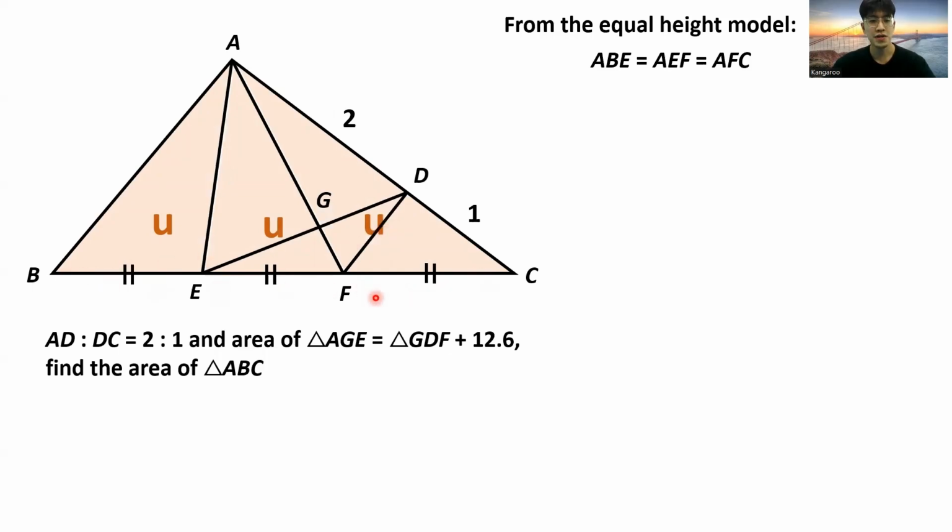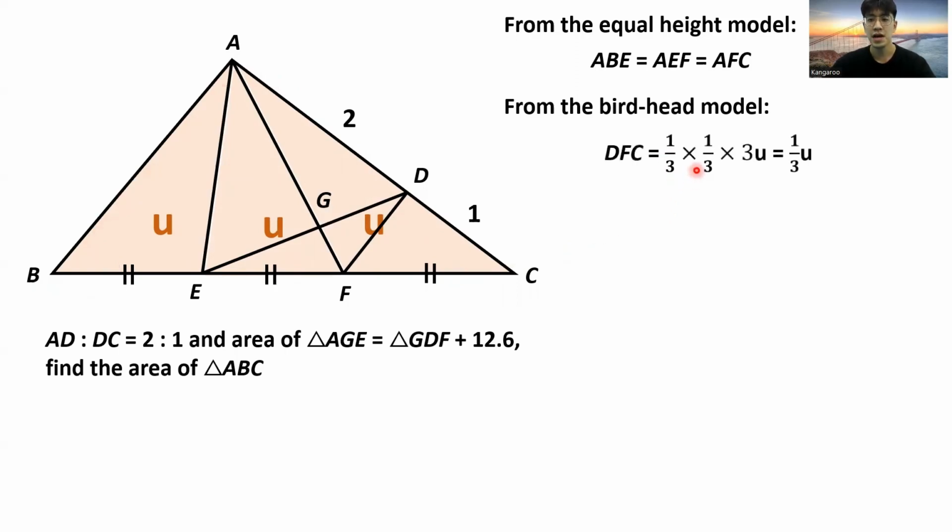Now, beside the ratio given on this side, I've also given the ratio on this side. Now, if I have the ratios of the two sides, it immediately tells me that it is going to have something to do with the bird hat model. Now, from the bird hat model, we see that the triangle DFC has the area of 1/3 and another 1/3 of the total area of this triangle ABC, which can be expressed as 1/3 times 1/3 times 3U, which equals just 1/3 of U. So I know DFC is 1/3 of U.